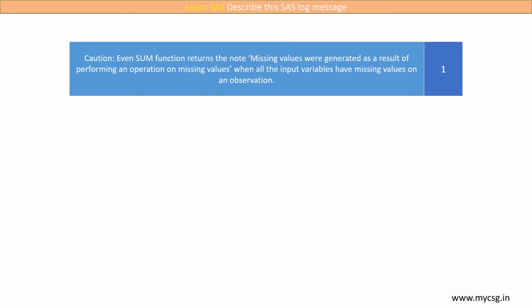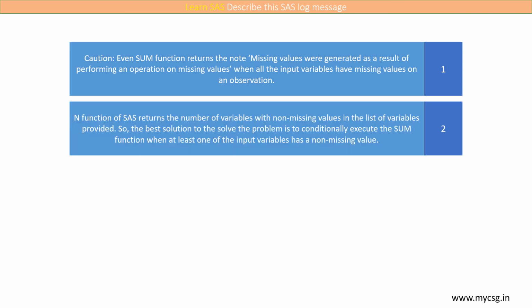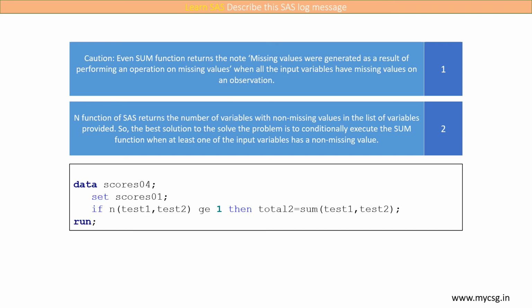A note of caution though: even the sum function returns the note that missing values were generated as a result of performing an operation on missing values when all the input variables have missing values in an observation. So how do we handle this? The N function of SAS returns the number of variables with non-missing values in the list of variables provided. So the best solution to this problem is to conditionally execute the sum function when at least one of the input variables has a non-missing value.